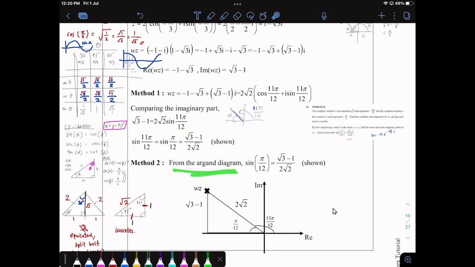Method 2 from the Argand diagram. They just draw an Argand diagram. It's basically the same argument. Then they conclude that sine pi by 12 is root 3 minus 1 over 2 root 2. How did they get that?